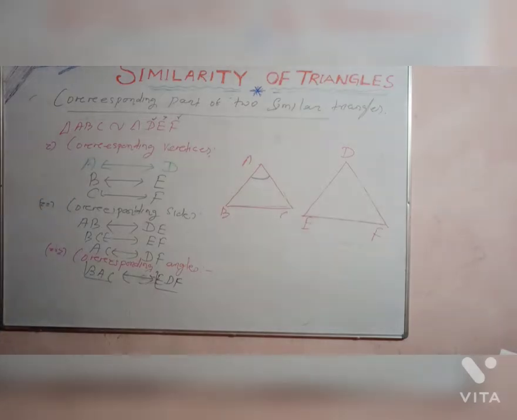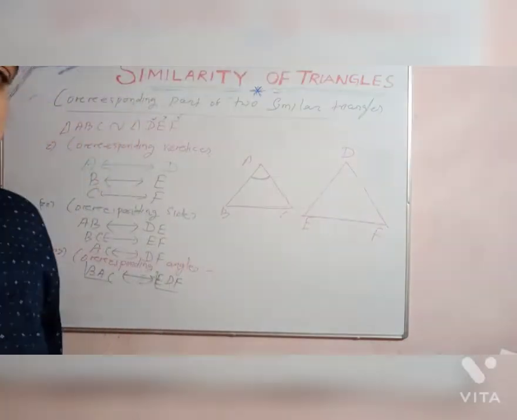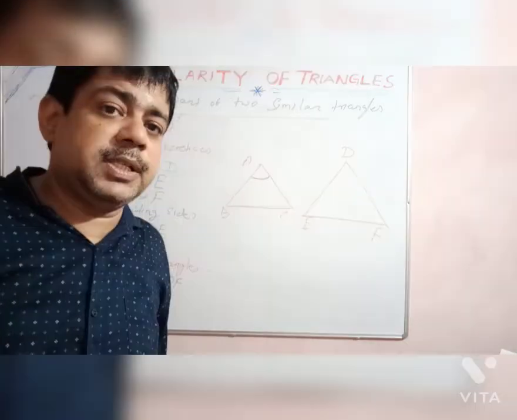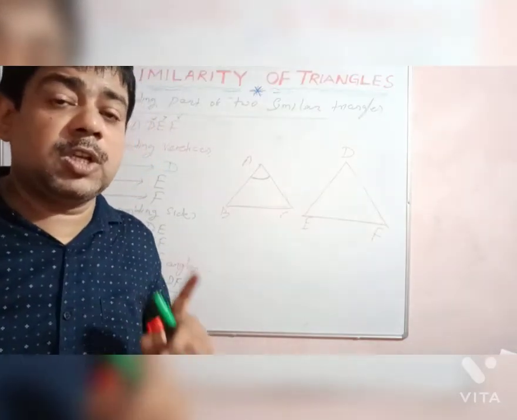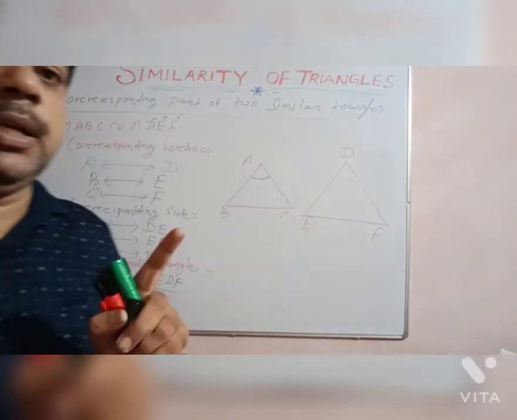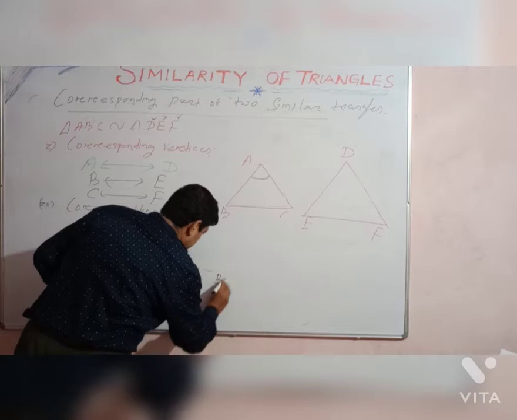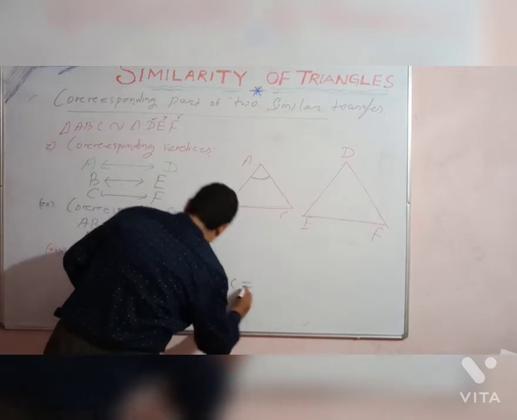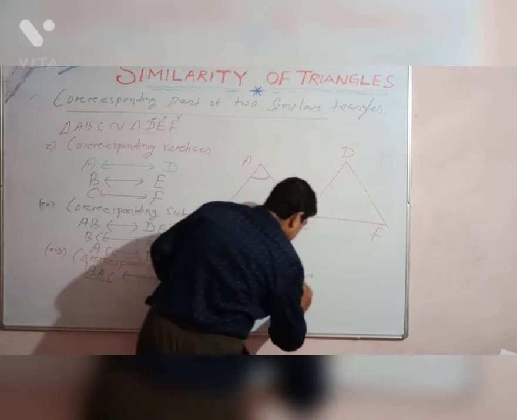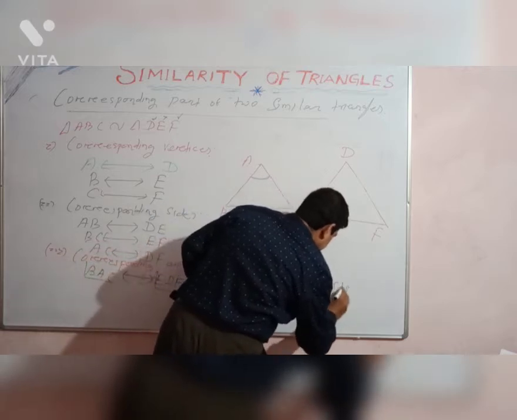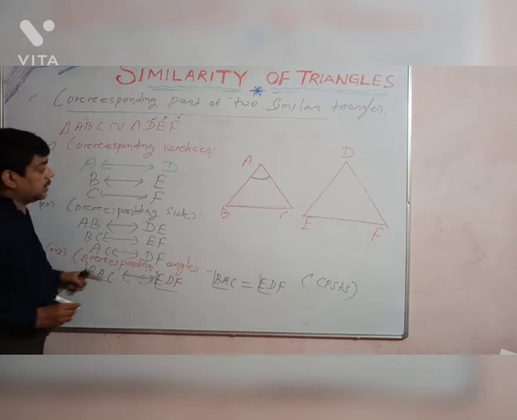And another interesting point regarding similar triangles is that in similar triangles, the ratio of their corresponding sides are equal. But in similar triangles, their corresponding angles are always equal. It means angle BAC is equal to angle EDF. This is in accordance with CPST. Okay, and similarly, the next angle is angle B.